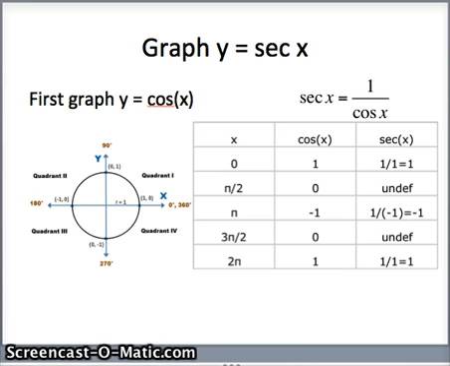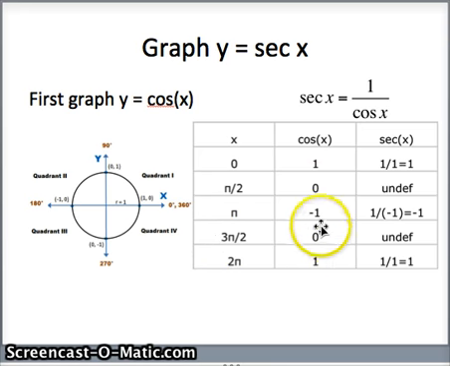Now our second function here is secant. Secant is the reciprocal of cosine. Cosine are the x values on the unit circle. So at 0, cosine is 1. Pi over 2, cosine is 0. Pi, cosine is negative 1. 3 pi over 2, cosine is 0. 2 pi, cosine is 1.